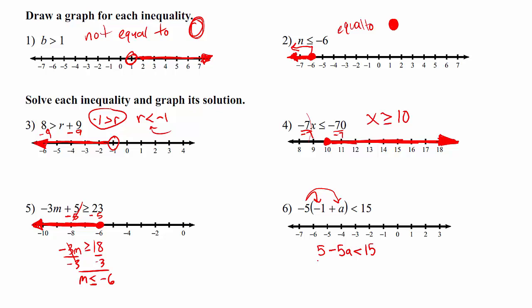But we do need to subtract this 5 from both sides and have -5a is less than 10. And then divide by -5 and have a is greater than -2. So we put an open dot at -2 and then draw to the right.